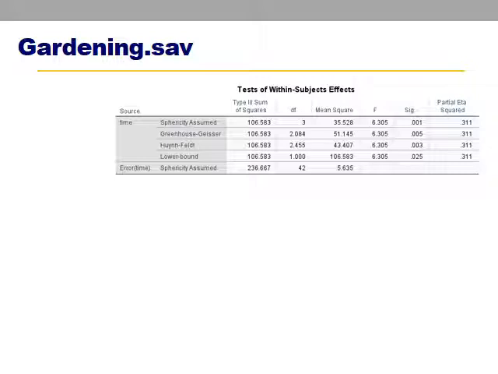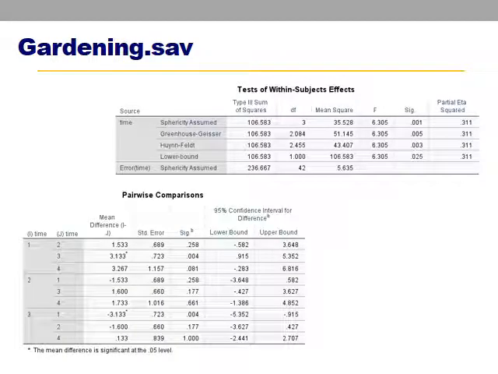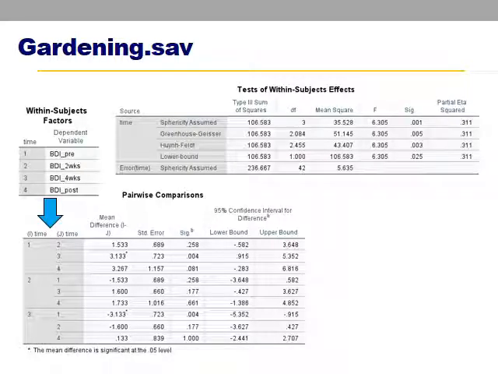Here is our output. First, we have the results of our tests of within subjects effects, which is the F test that tells us whether we've found a main effect or not. Note that I've truncated some of this output so that it would all fit on the slide. We also have our pairwise comparisons table, which shows us the results of the Bonferroni post-hoc tests. As a reminder, we can use the within subjects factors table as a key to remind us which times correspond to which measurements.